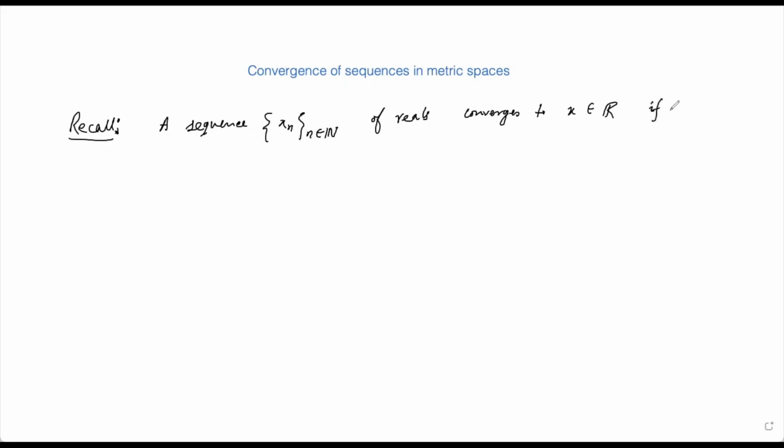If for given epsilon greater than 0, there exists a natural number N. This natural number depends on the given epsilon, so N equals N epsilon, a large enough natural number, which belongs to the set of all naturals, such that the distance of x_n from x, that is |x_n minus x|, is less than epsilon for all n greater than or equal to N. This is the notion of convergence of a sequence in the set of all reals.